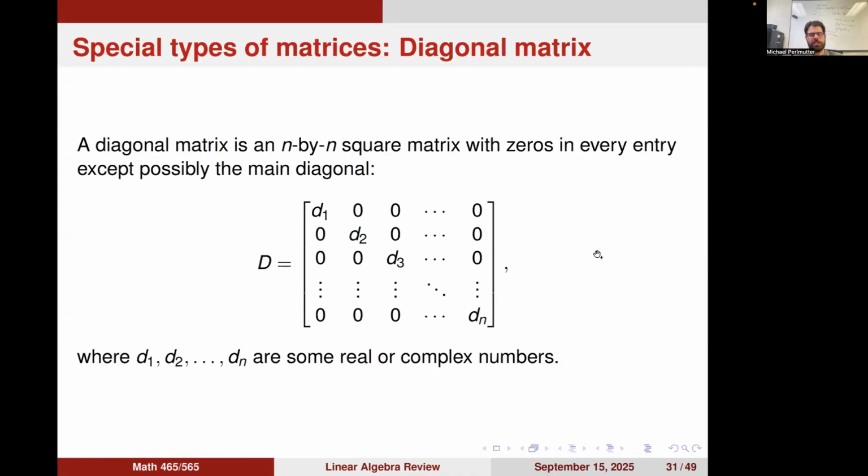It's also going to be useful to talk about special types of matrices. A matrix D is called diagonal if there are non-zero entries on the main diagonal, but all of the other entries are going to be zero. So in general, there are going to be n squared entries in this matrix, but all of them except for the n on the diagonal are assumed to be zero.